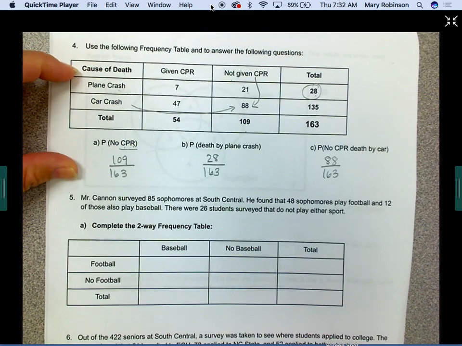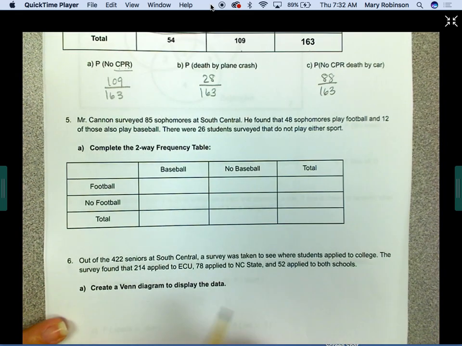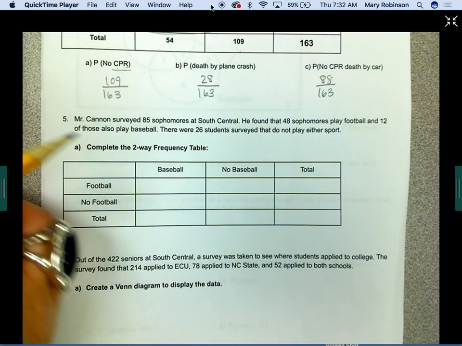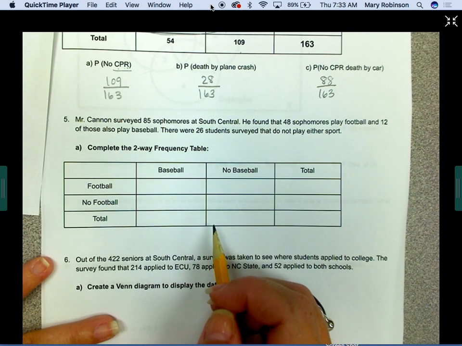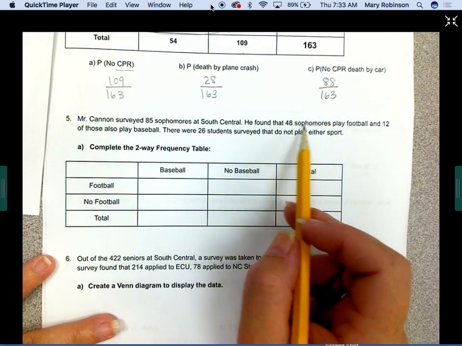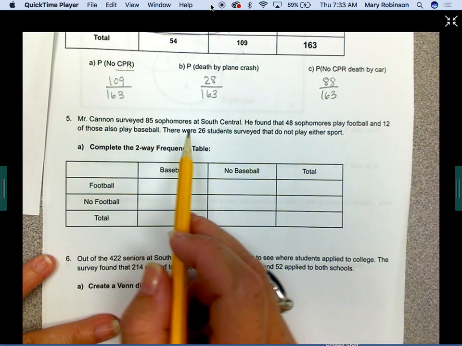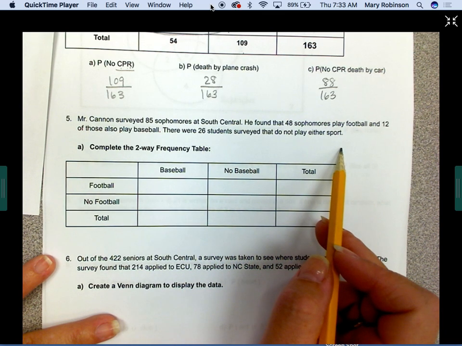So in this first table, we're just asking you to find probabilities and we're giving you the information. In this next one, we are giving you the information, asking you to create the table. It says Mr. Cannon surveyed 85 sophomores at South Central. He found that 48 sophomores play football and 12 of those also play baseball. There were 26 students surveyed that do not play either sport.